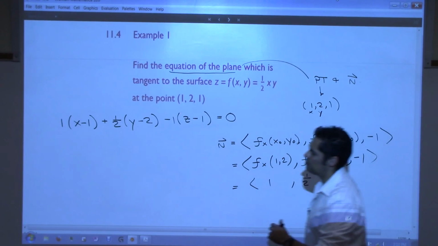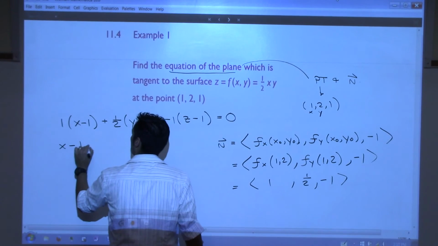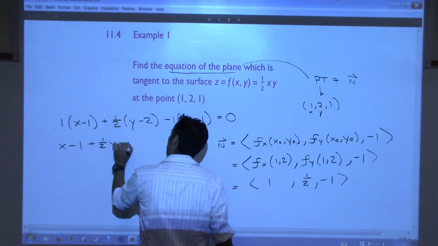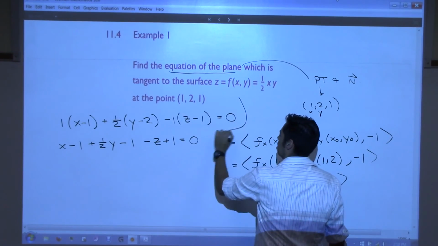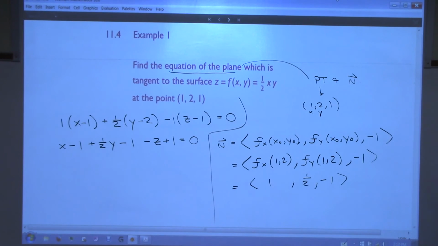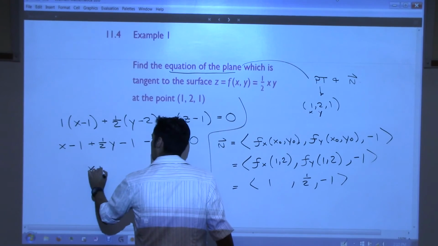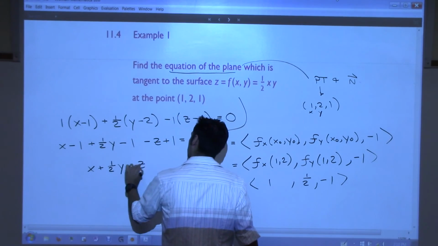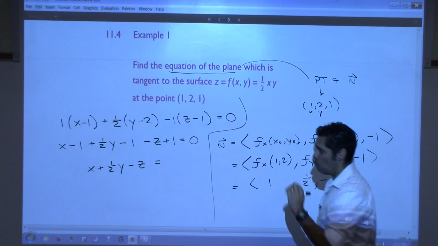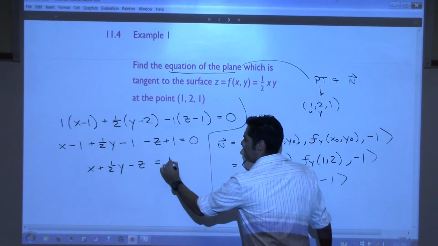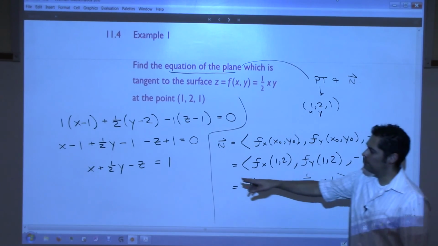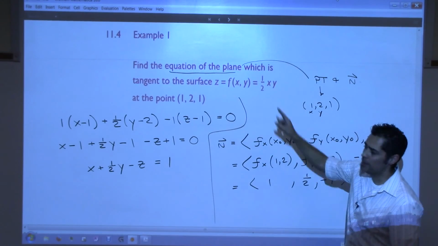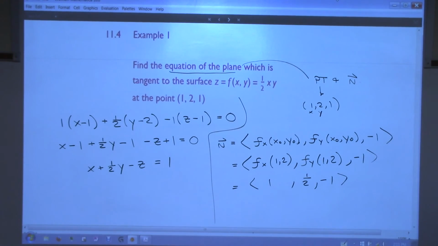And I'm going to go ahead and expand this all out. x minus 1 plus 1/2 (y minus 1) minus (z plus 1) equals 0. x plus 1/2 y minus z equals 1, I believe. That's the equation of the plane, isn't it? If I graph this plane, it should touch that surface at that point, and it should be tangent to the surface there.